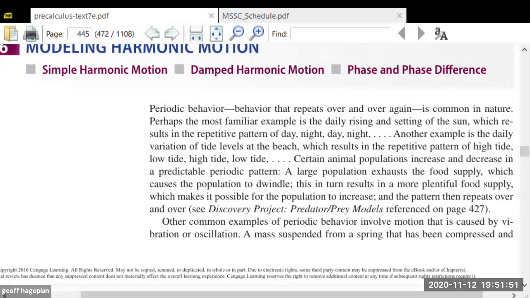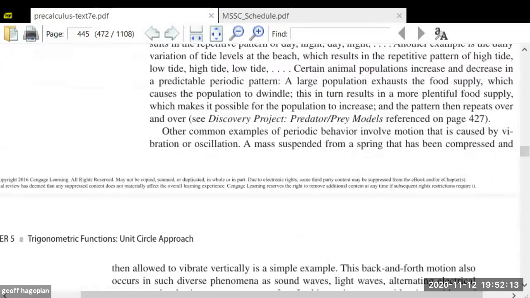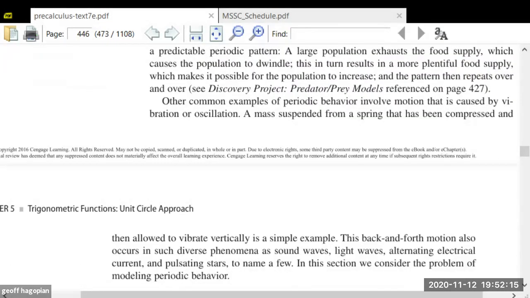A large population exhausts the food supplies. They're explaining why this would happen, right? So the large population exhausts the food supply, which causes starvation, which causes a small population size, which results in plentiful food supply, which causes the population to come back. And yeah, so there's a little predator-prey model we can investigate here.